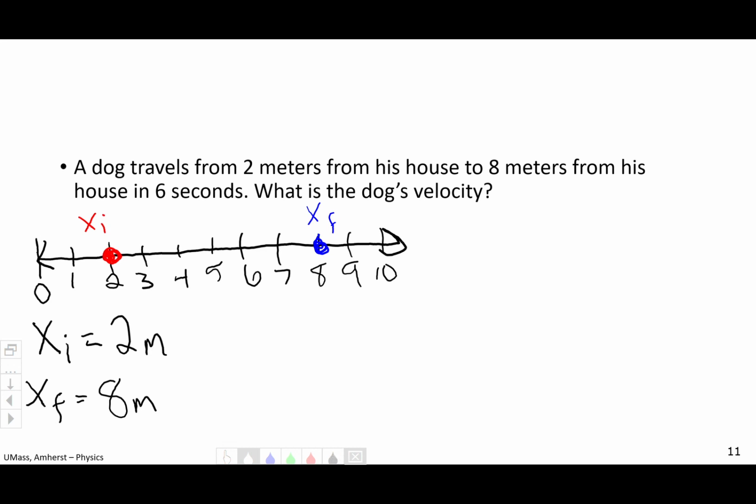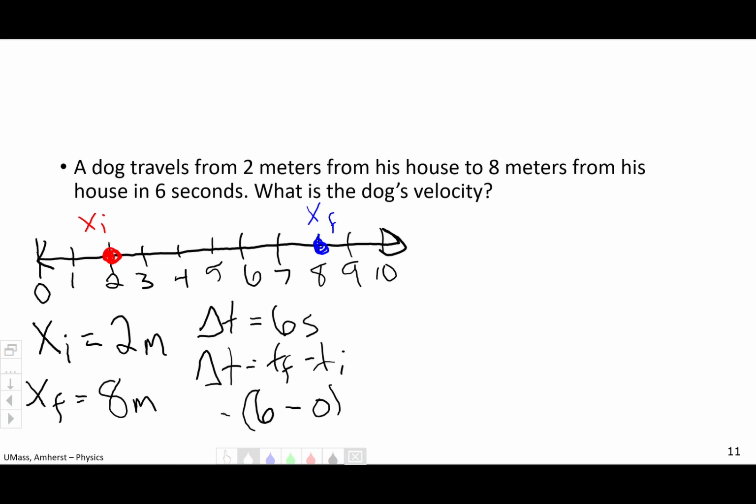So we're going to call our delta t 6 seconds. And we can do that because our delta t is t final minus t initial, which is 6 seconds minus 0, or 6 seconds. So I sometimes skip the t final minus t initial part, and I just throw the time that the problem tells me as our delta t. You can do this any way that you would like. So the last piece of information has been acquired.